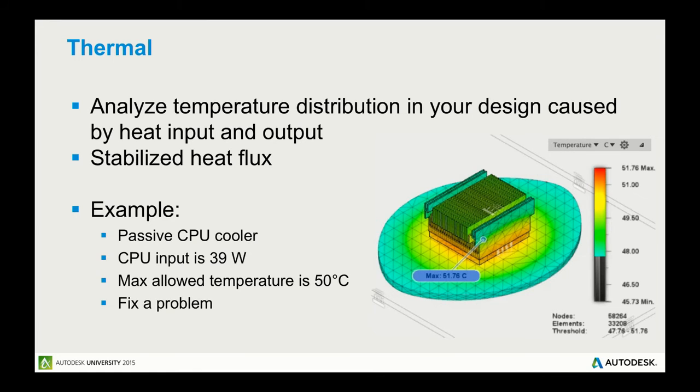And I have a simple example here. I have a passive CPU cooler, and I know that there are 39 watts generated by the CPU, and the maximum allowed temperature in my case is 50 degrees Celsius. I'm getting a report from the field that it's actually overheating. It's going slightly over 50 degrees Celsius, and I'm going to show you how to fix the problem, how to adjust the design to go under 50 degrees Celsius. That's my goal.